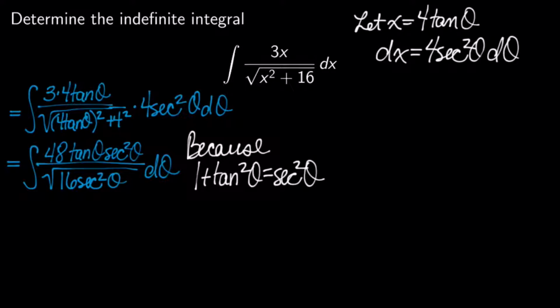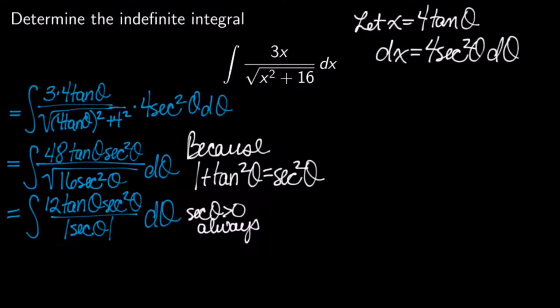right? And then on the bottom, I'm going to use a trig identity, 1 plus tan squared theta equals secant squared theta. So all of this is going to change into that. And, you know, I can simplify a little bit. I can factor out that 16 and cancel that with what's on the top. And then I get absolute value of secant theta on the bottom.